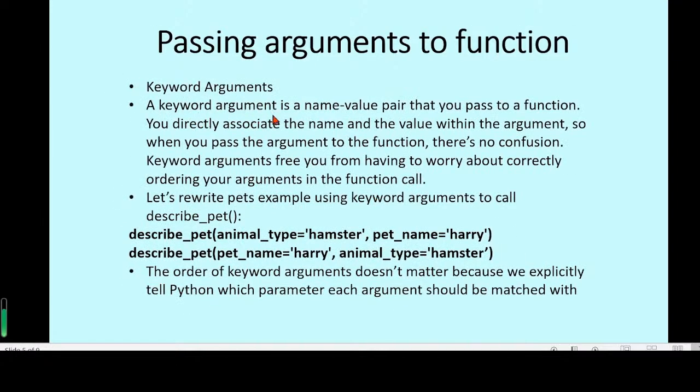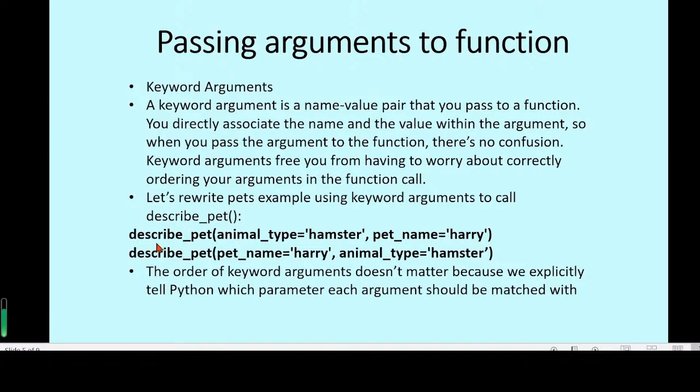And now keyword arguments. A keyword argument is a name-value pair that you pass to a function. You directly associate the name and the value within the argument, so when you pass an argument to the function, there is no confusion. Keyword arguments free you from having to worry about correctly ordering your arguments in the function call. So let's rewrite the pet example using keyword arguments to call describe_pet.